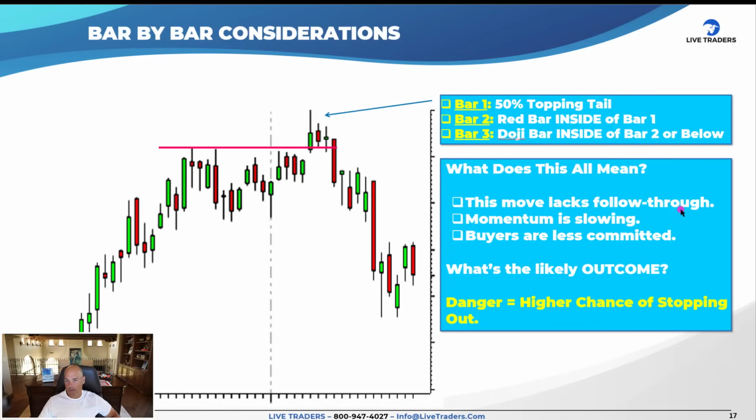What does this all mean? This move lacks follow-through, momentum is slowing, buyers are less committed. What's the likely outcome? So you're going to get a pullback. Danger equals higher chance of stopping out.